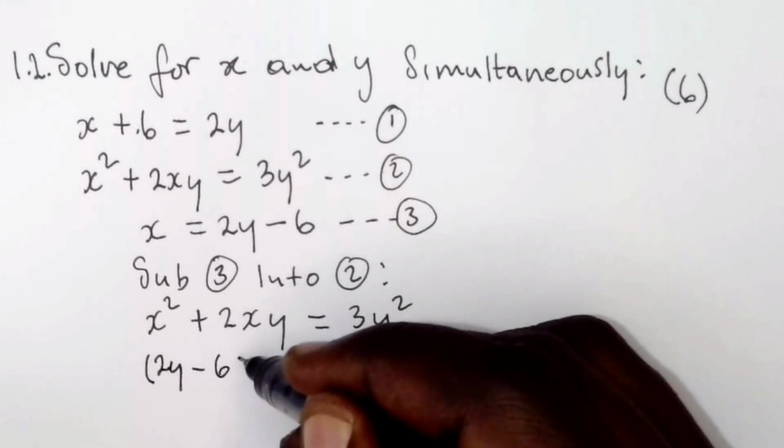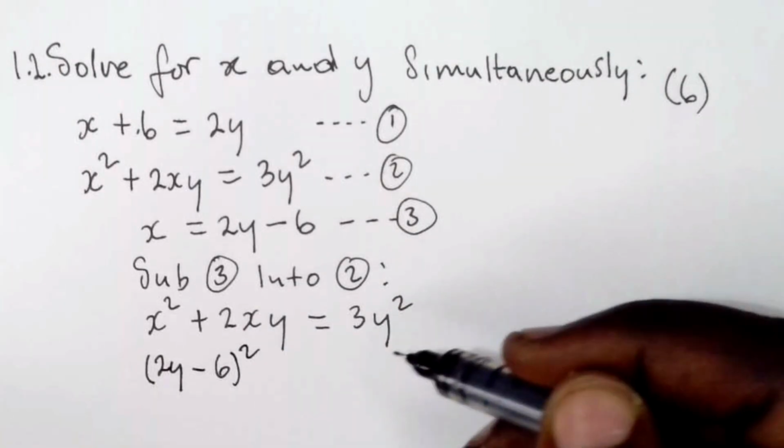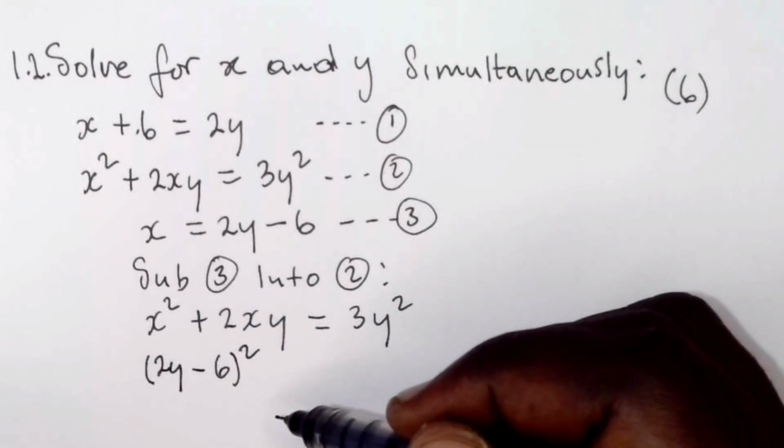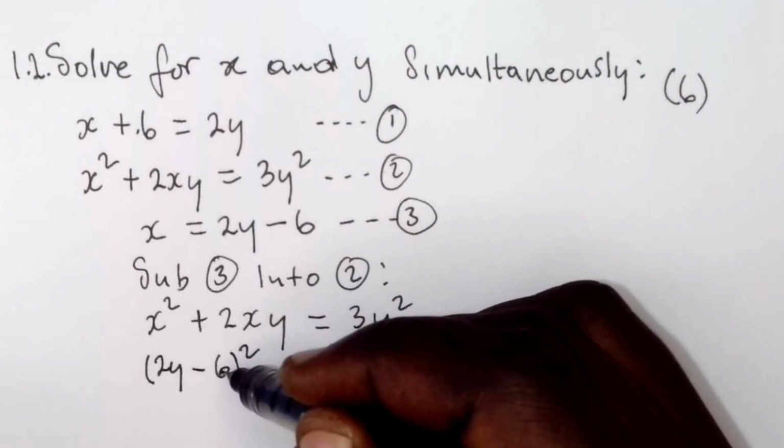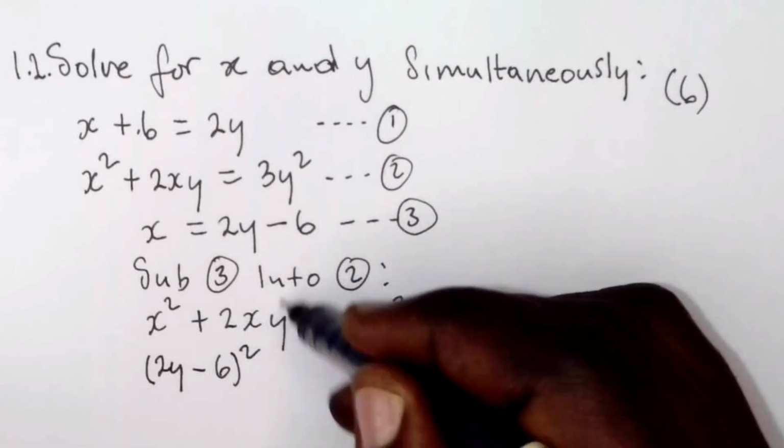So we have 2y minus 6 squared. Look at this. I just killed x in this term. Now I have 2y minus 6. I killed x. So let me kill x here.